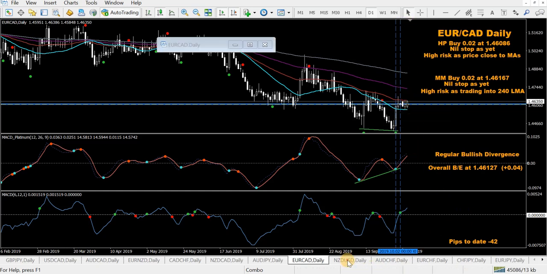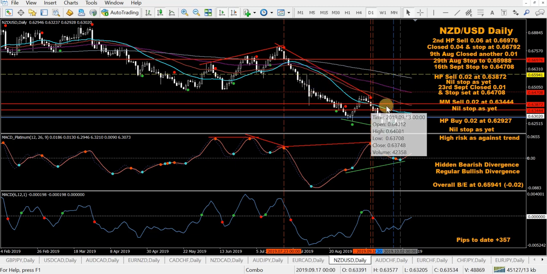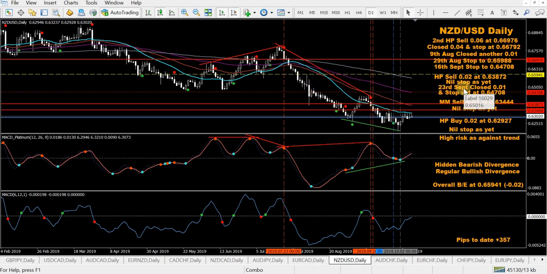We really need this to push up and we'll make some money there. So it's all good. New Zealand USD, in a bit of a mixed bag here. Overall break even, we're minus 0.02. There's a break even level all the way up there, which is great. Price is well below it. We've got a couple of sells, I think, happening here. What else we got? Yeah, sell up there, stop and place. Then we start a new sequence, and I think we've taken another sell.